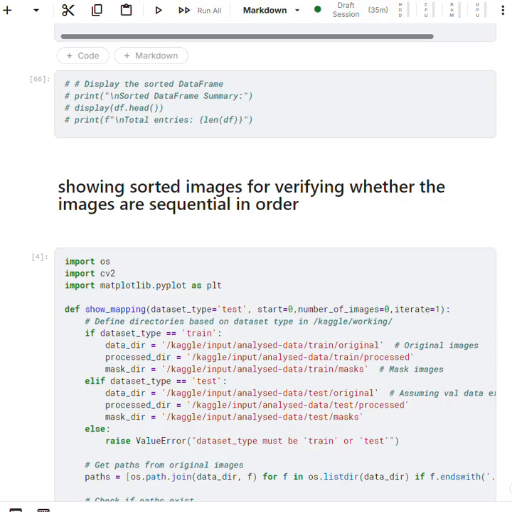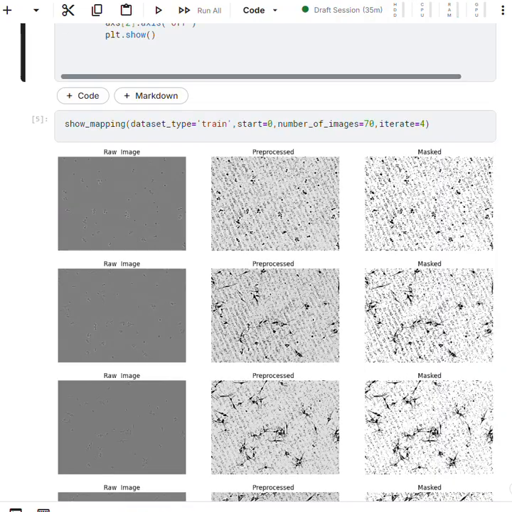And the result is this: a raw image, the pre-processed image into grayscale, and the masking of the image. The mask here separates a cell from its background, with the background colored white and the cell colored black.